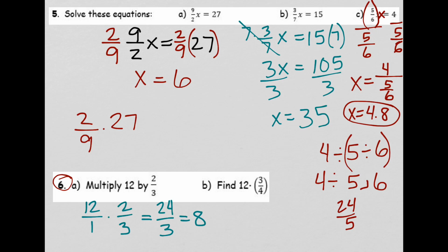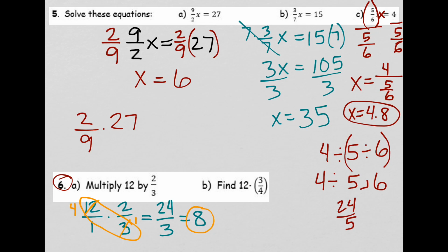But wait. What if I noticed way back at the beginning that there was a common factor here in the 12 and the 3, and I divided 3 by 3 to give me a 1 here, and I divided 12 by the 3, that would give me a 4. Well, 4 times 2 is 8, and 1 times 1 is 1, so you can simplify first if you want.